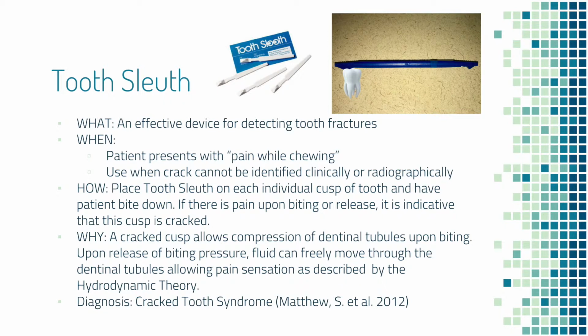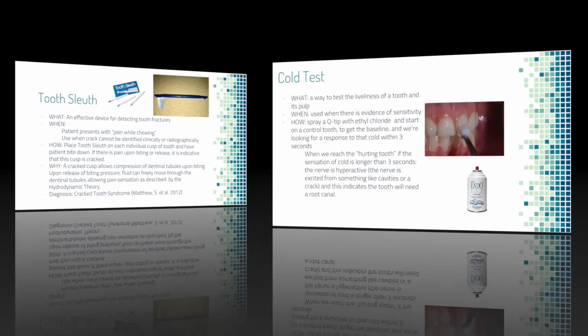If you do find that your patient has a cracked tooth, your diagnosis would be cracked tooth syndrome, or CTS. In 2012, an analysis was done by Matthew et al. They described the diagnosis of cracked tooth syndrome as being problematic due to the variable symptoms associated with it. Using a tooth sleuth can be an integral tool for early diagnosis and therefore successful restorative management.